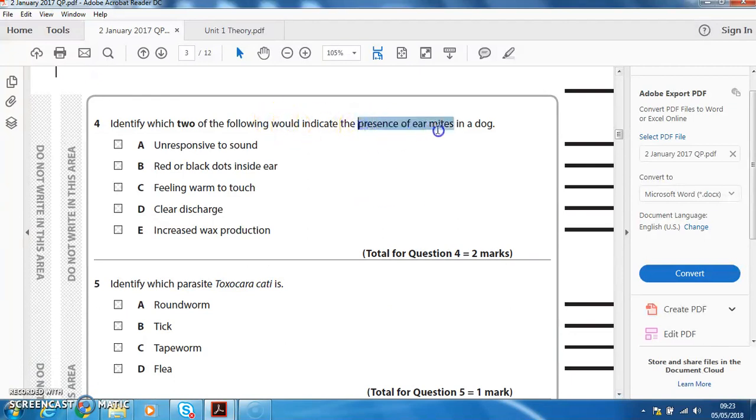The presence of ear mites in a dog. So mites are parasitic parasites that bite and suck blood from an animal. So if they're in the ear, you might see red or black dots inside the ear to indicate that there's spots of blood where the mites have been biting. You also get increased wax production in the ear.